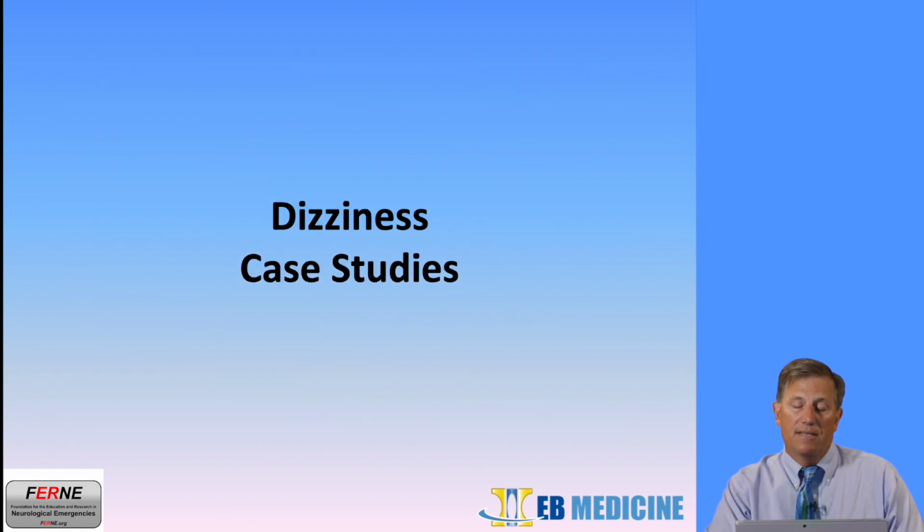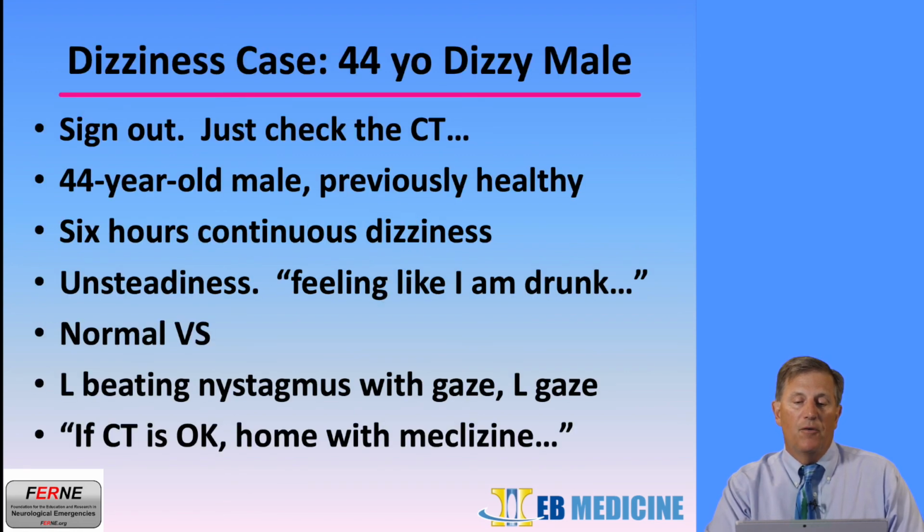Our dizziness case studies. Let's consider a few cases that are relevant to our practice of emergency medicine and the treatment of patients with dizziness in the ED. The first is a 44-year-old dizzy male, and you receive sign-out from your colleague who says, just check the CT. It's a 44-year-old male who's previously healthy. He's had 6 hours of continuous dizziness. He appears to be a little unsteady. He says, I'm feeling like I'm drunk, but he has normal vital signs. He has some left beating nystagmus with gaze to the left. And your colleague says, look, if a CT is okay, send him home with some meclizine. Let's think about that, and we'll consider the case conclusion at the end of this lecture.